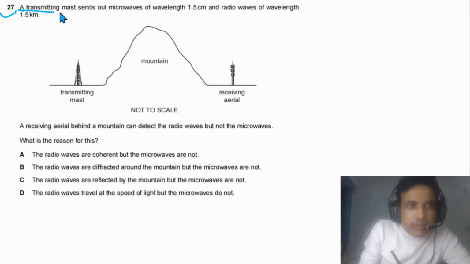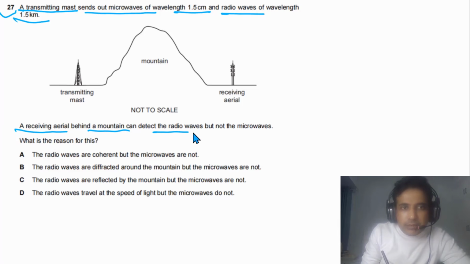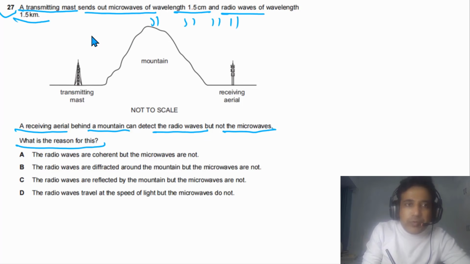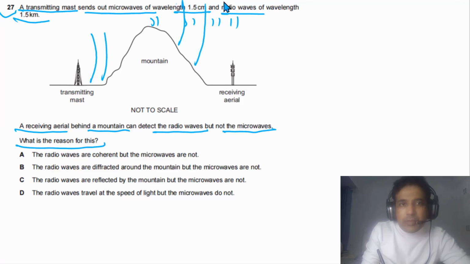Question number 27 says a transmitting mast sends out microwaves of wavelength 1.5 centimeters and radio waves of wavelength 1.5 kilometers. A receiving area behind a mountain can detect the radio waves but not the microwaves. What is the reason for this? So in this case, when this mast is sending microwaves, the wavelength is very small. So these waves just go straight. They will not diffract by a mountain. When it sends radio waves, these radio waves will diffract and they will reach behind the mountain and reach the receiving area.